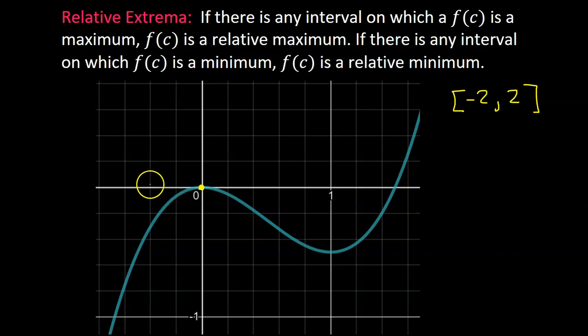For example, let's say I said, let's just look at the interval from -1/2 to... is that -1/2? No, I guess I didn't quite go far enough. If I said, look at the interval from negative 1/2 to +1/2, this is the maximum on that interval. So if there's any interval where this is the maximum, then this is a relative maximum.